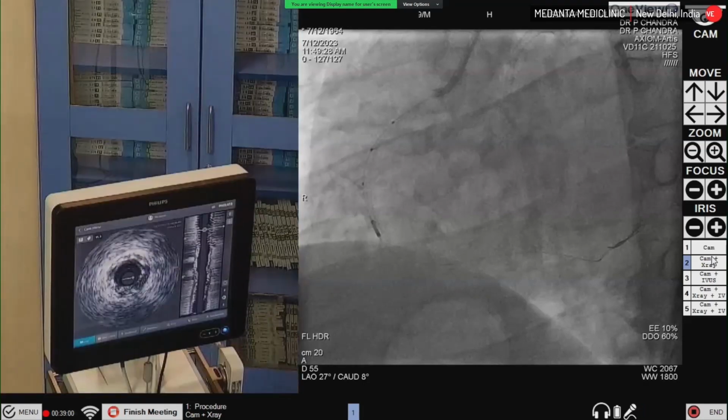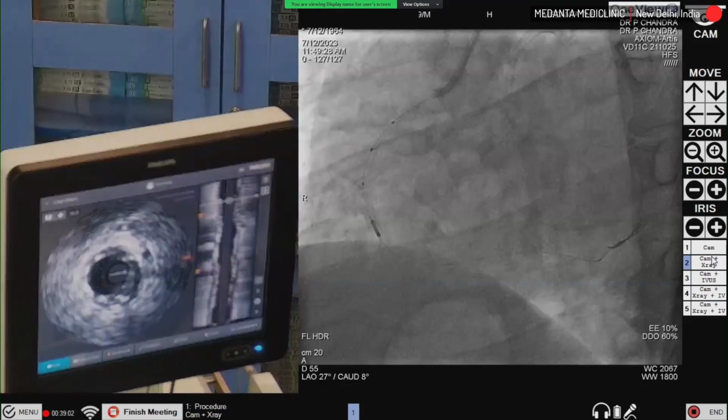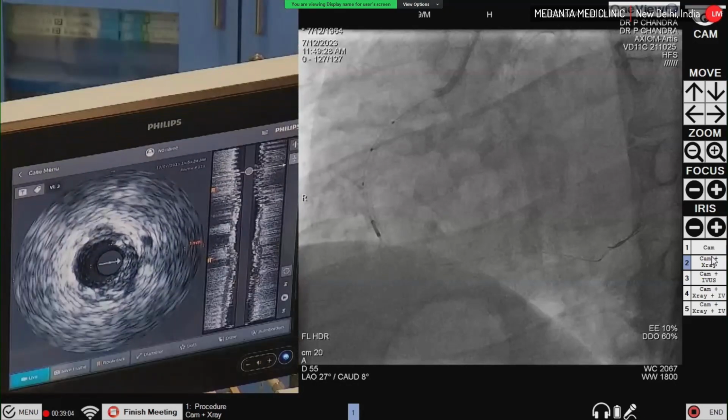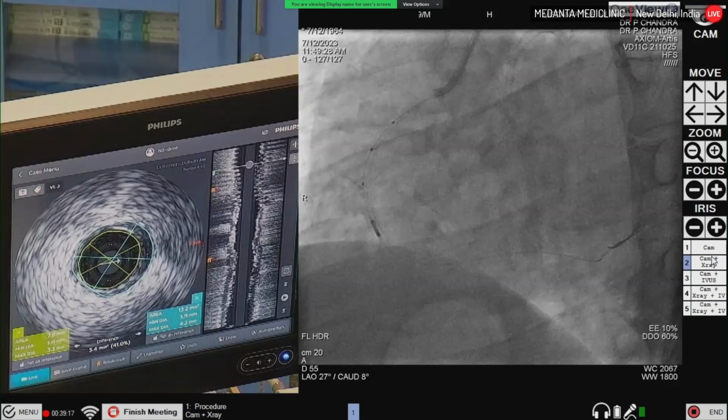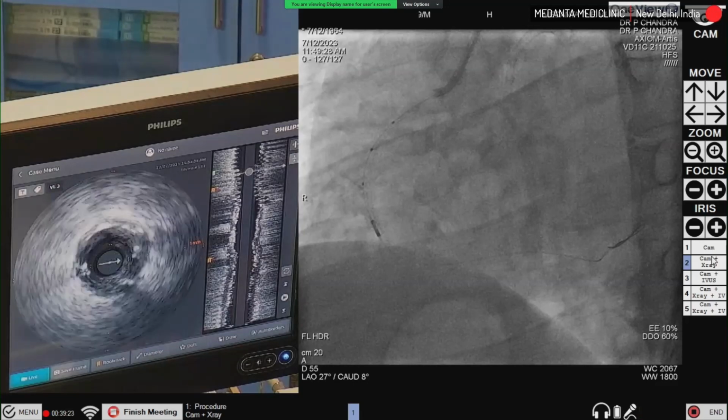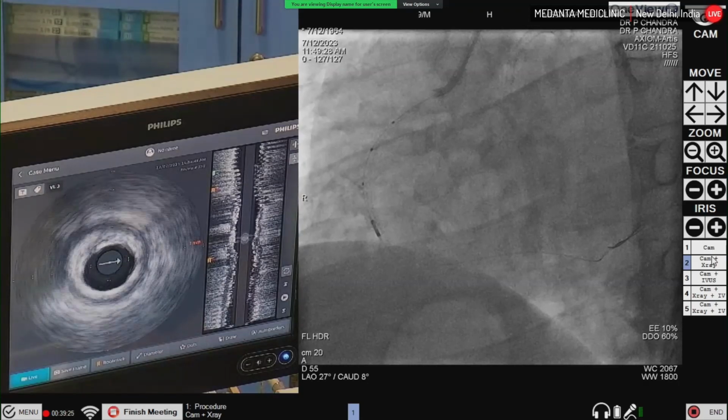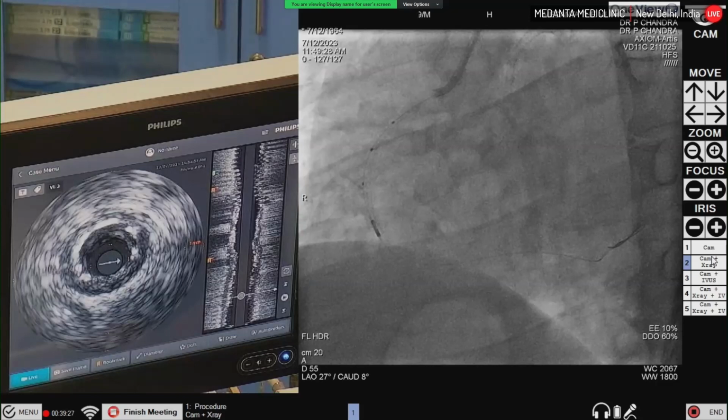So how much is the size here? 3.5. Okay. Like going up to 3.3. Okay, so give me a 3.5 balloon. So lower edge, we will go at a slightly lower pressure, and then proximal segment, please. 3.5, 10. Okay. Yeah.